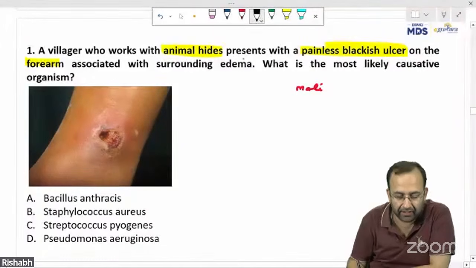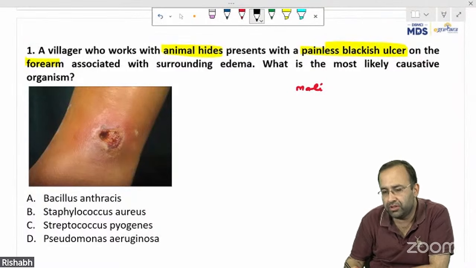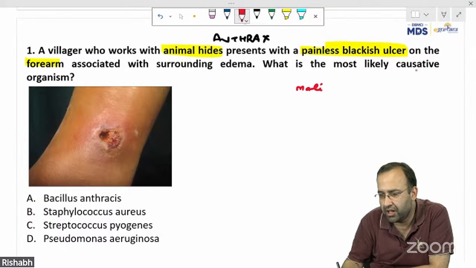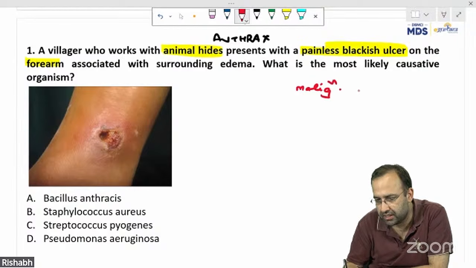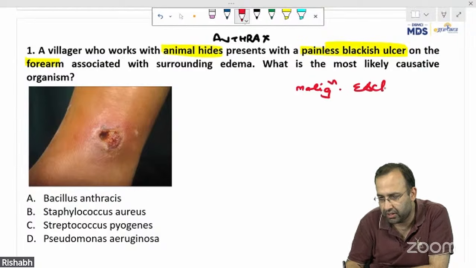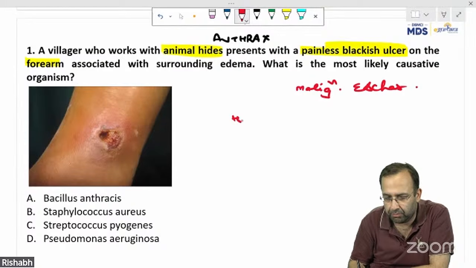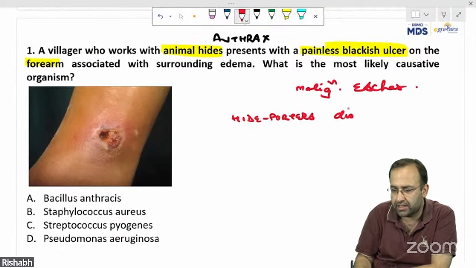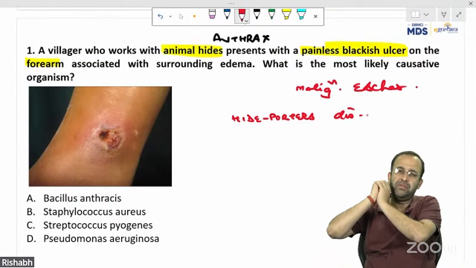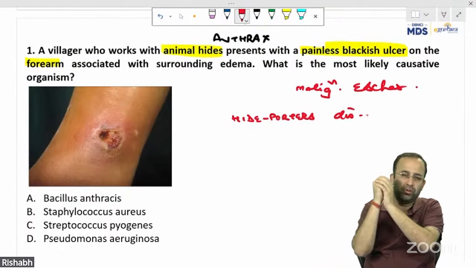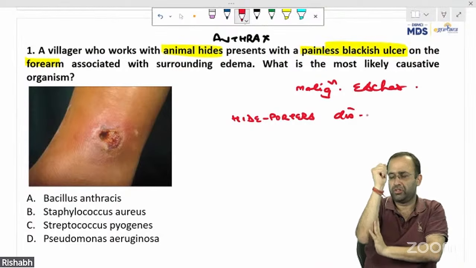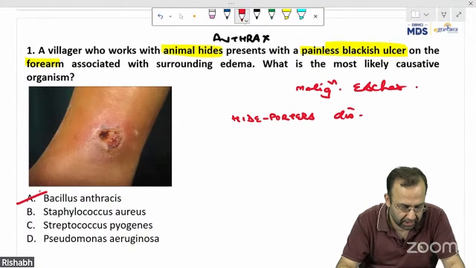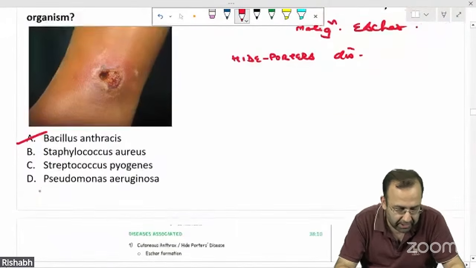If the history of animal hides is given, this is a case of anthrax, that is hide porter's disease with malignant blackish ulcers, that is malignant eschar formation. This is a case of hide porter's disease because the porters carry animal skin on the back. So there are malignant pustules on the forearm and the back, which is associated with Bacillus anthracis, hide porter's disease.